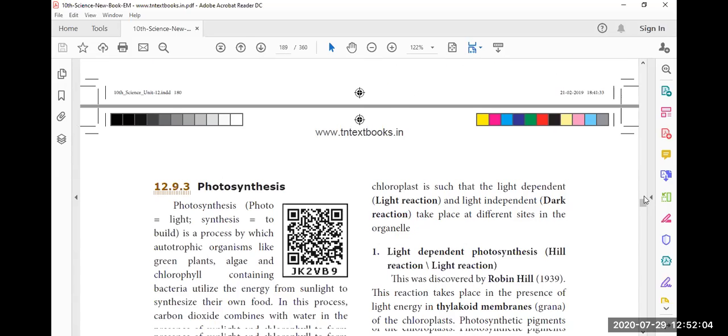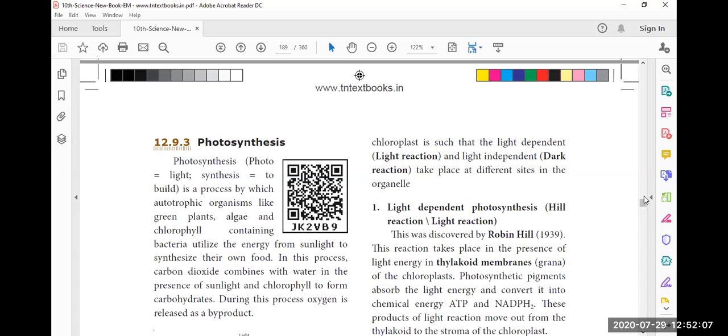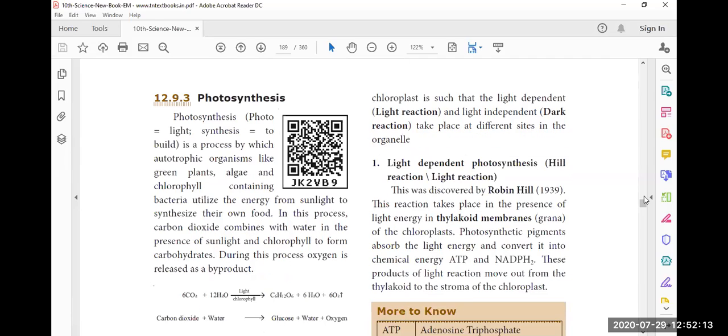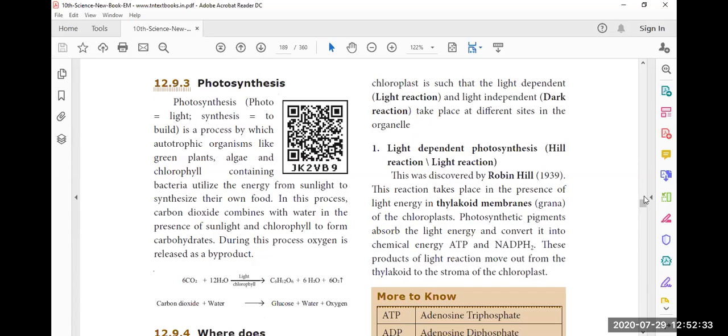Next, photosynthesis. Photosynthesis is nothing but photo, which means light, synthesis, which means to build or to produce. So photosynthesis is a process by which autotrophic organisms, autotrophs, which means the organisms producing their own food material, are called autotrophs. So autotrophic organisms like green plants, algae, and chlorophyll containing bacteria, some bacteria having the chlorophyll, utilize the energy from sunlight. The energy is obtained from the sunlight to synthesize their own food material.